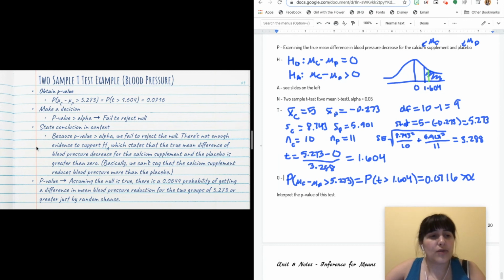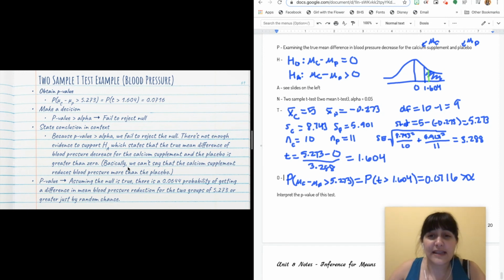And then you have to go through and write your conclusion and context. So because the p-value is greater than alpha, we fail to reject the null. And there is not enough evidence to support HA, the alternate hypothesis, which states that the true mean difference of blood pressure decrease, so that's your parameter, true mean difference of blood pressure decrease for the calcium and the placebo, is greater than 0. In layman's terms, what this means is we can't say that the calcium supplement reduces blood pressure more than the placebo. So we don't know if this medicine actually works well enough to reduce blood pressure. So that is your entire 2-sample test.